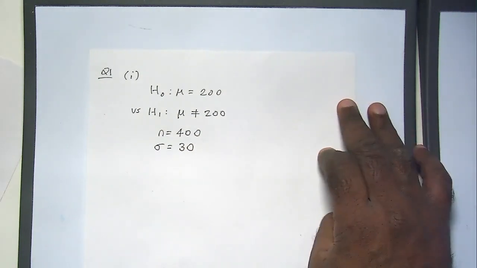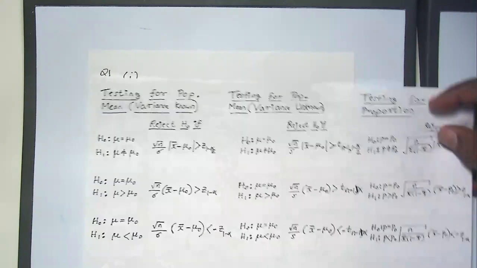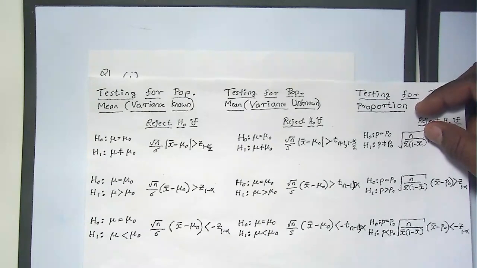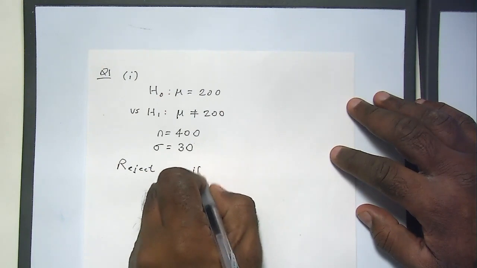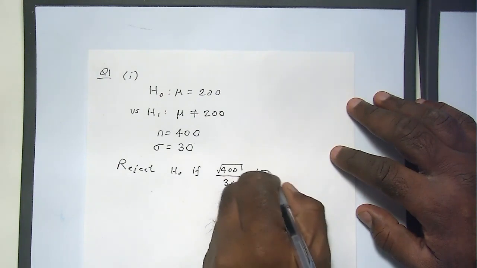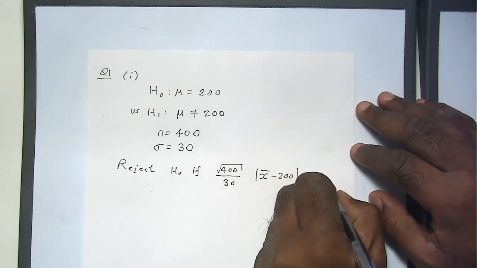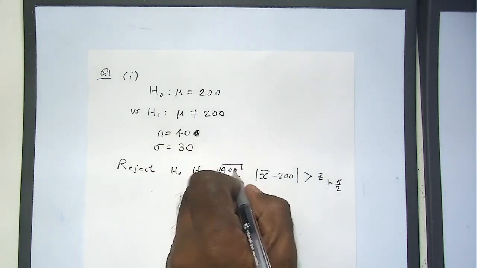Right, which rule will you use? Among these rules, which one would you use to do the testing? Come on guys, talk to me. So you reject H0 if root of n, which is 400, divided by sigma... Is it 40 or 400 then? I think it's 40. 40, yeah, sorry. Thank you, I'm blind, you see. 40, yeah.